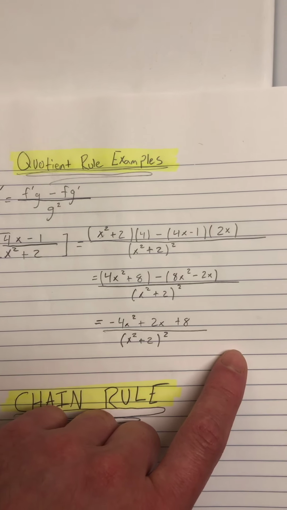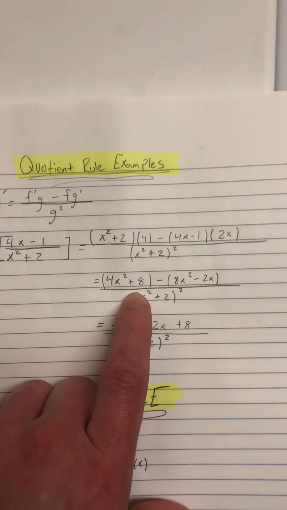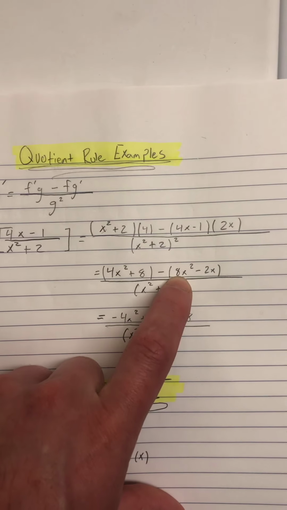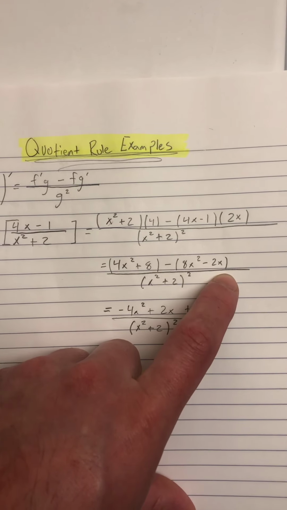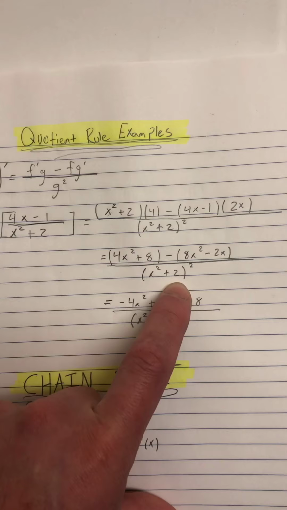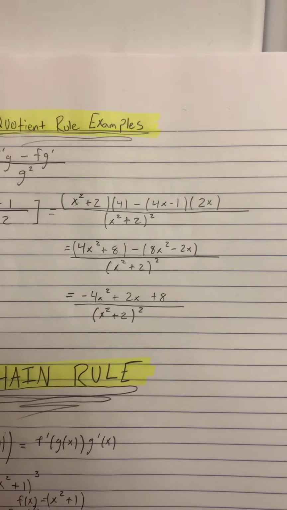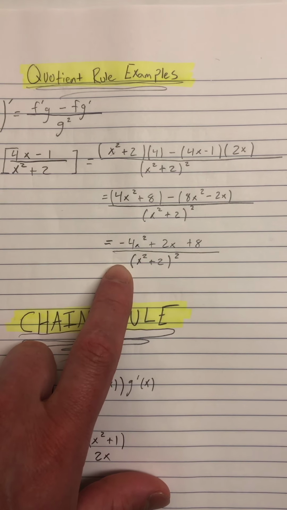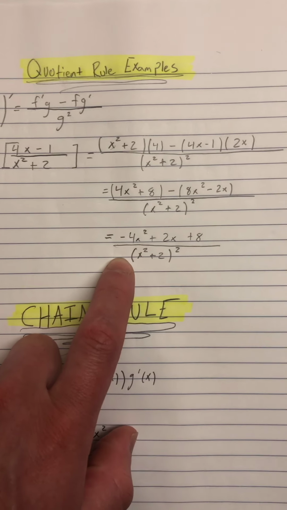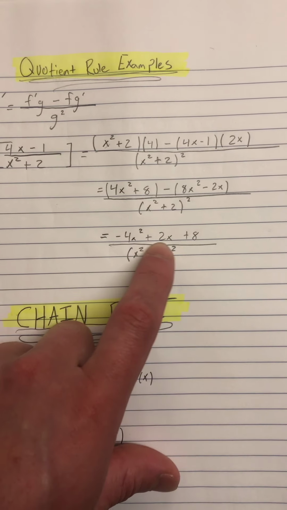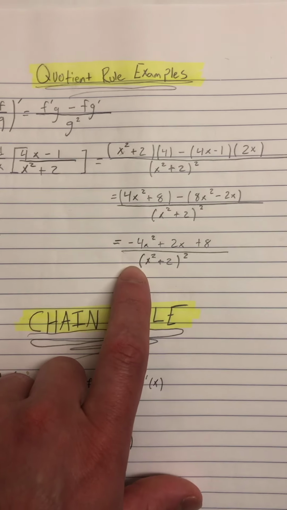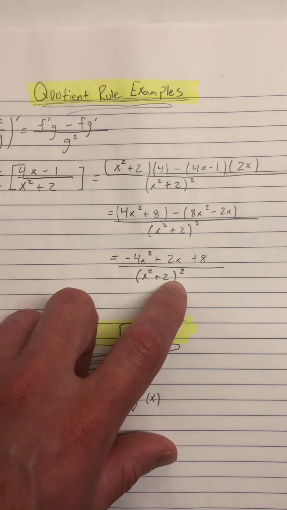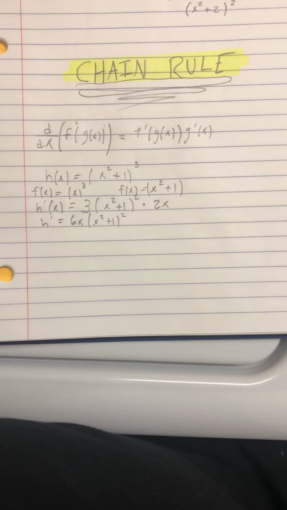So then, after some math, you'd get 4x squared plus 8 minus 8x squared minus 2x all over x squared plus 2 squared. And after subtracting, you would get negative 4x squared plus 2x plus 8 over x squared plus 2, all that is squared. The last one we got is the chain rule.